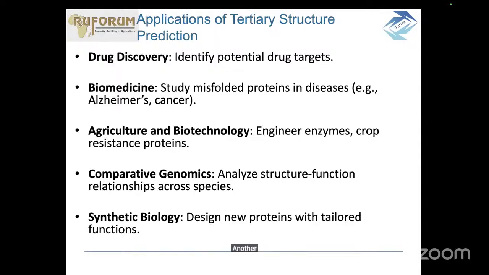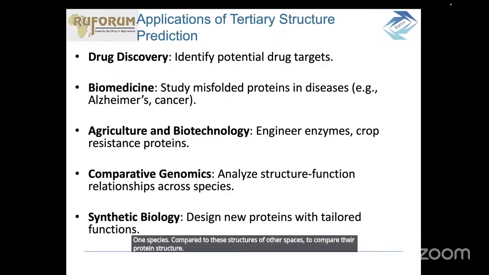Another field that uses 3D structure is comparative genomics. So what do you mean by comparative genomics? You can compare 3D structures of one species with the structures of other species. You compare their protein structure. So this is now possible.